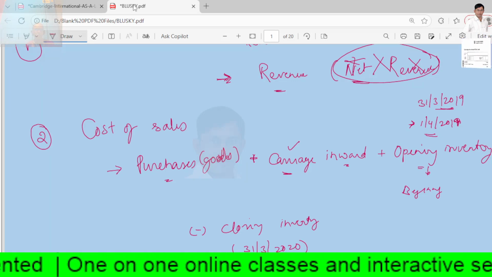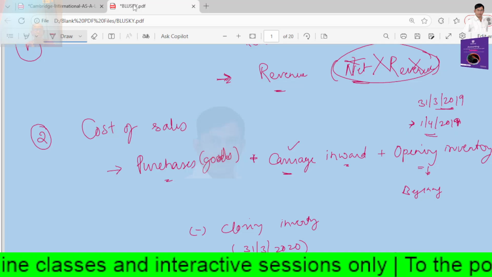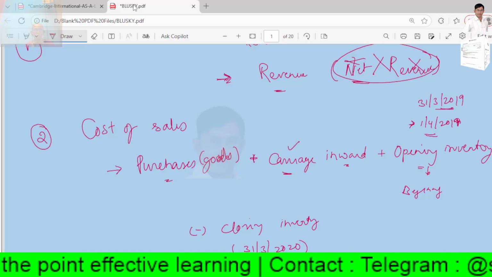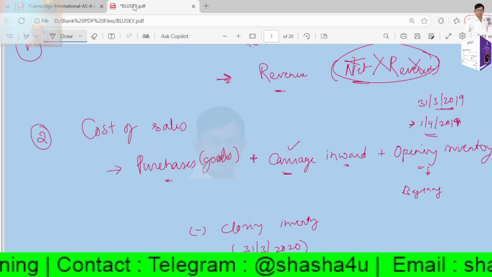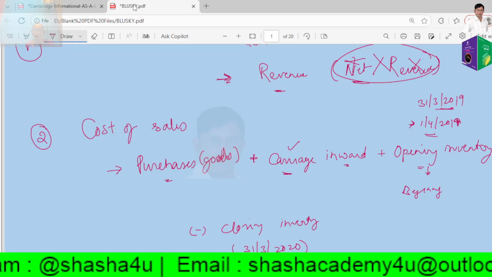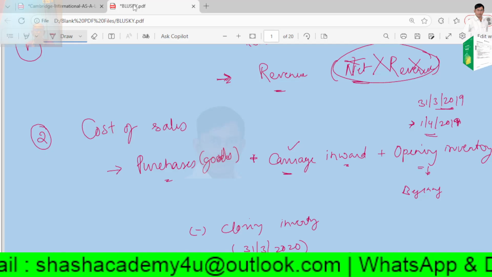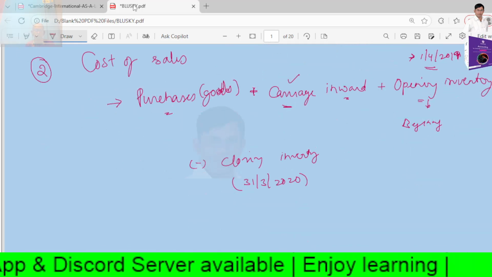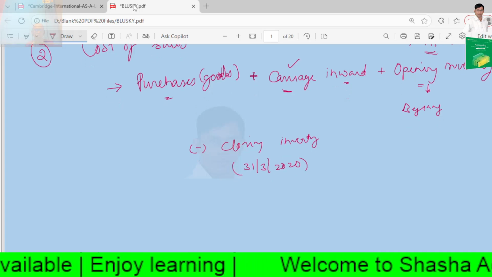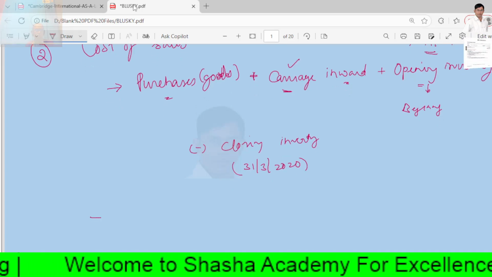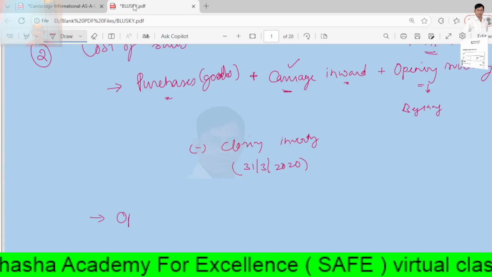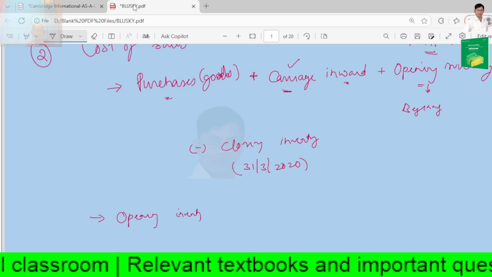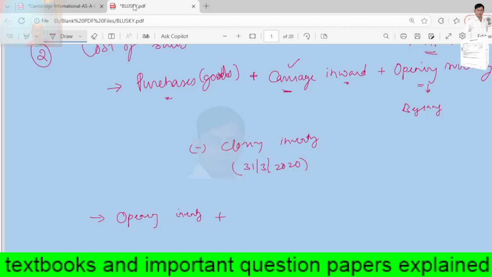Remember, cost of sales is nothing but purchases plus carriage inward plus opening inventory minus closing inventory. Or you can write opening inventory at the beginning of the year and inventory at the end of the year. So cost of sales, very important. You can remember it like this: opening inventory plus purchases.